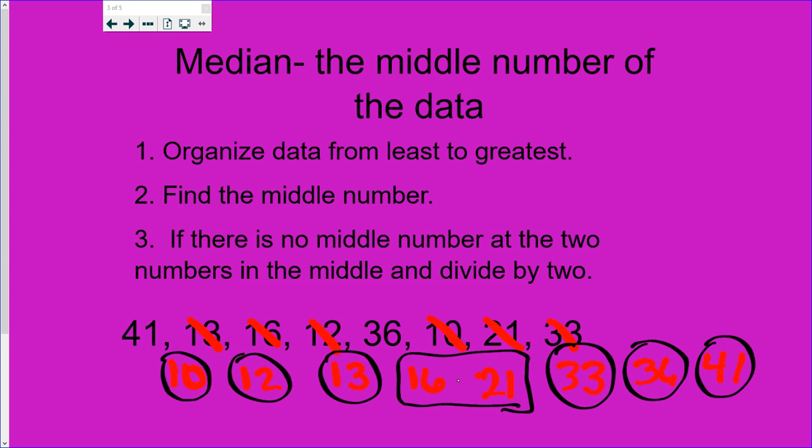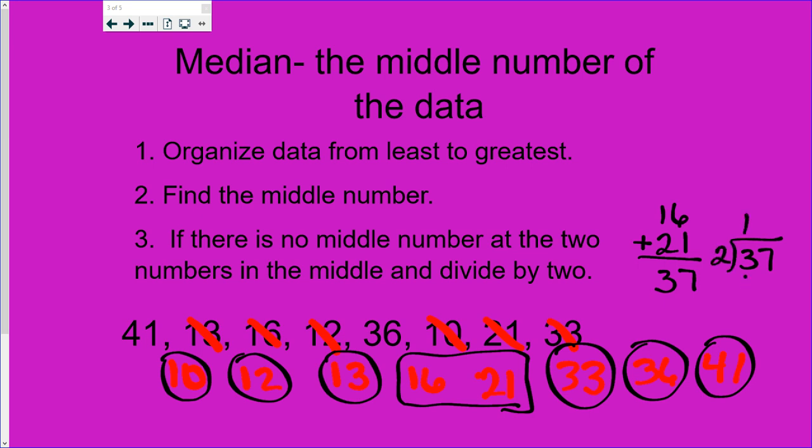So when I have an even number of pieces of data, I need to find the middle number. I need to take the two middle numbers here and add them together, 16 plus 21. If you had an odd number, you'd end up with just one number in the middle. But with an even set of data, we have 37 here. Now we're going to divide it by 2 because we want to see what the middle is. So I take that 37 and divide it by 2.